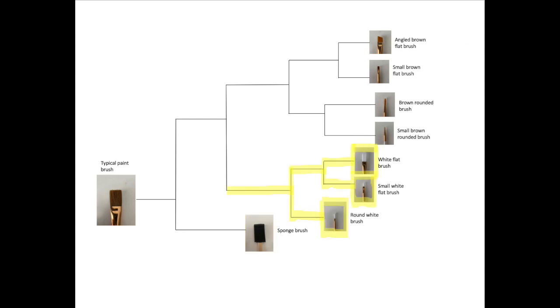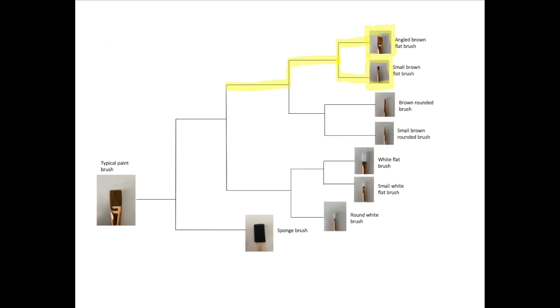Directly above the sponge brush, it is shown that white brushes diverged early on from other types of paintbrushes, and the round white brush evolved independently from the flat white brushes, which are more similar to each other and to the common ancestor. Above the white brushes are brown rounded brushes, which evolved around the same time and are closely related to each other in shape and color, and remain the same color as the common ancestor. Finally, above the brown round brushes are brown flat brushes.